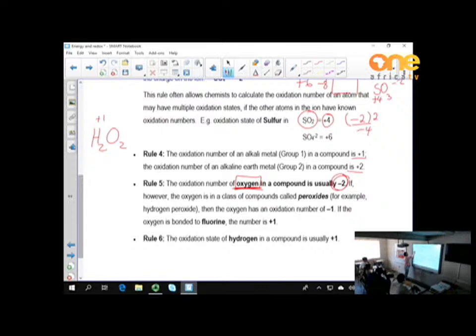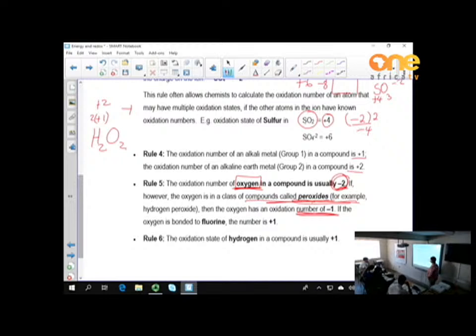Hydrogen is +1. We have 2 of them, so we have +2. So the oxidation state of hydrogen there is -1. The exception is oxygen is always -2. Okay? But when it goes to the peroxides, now we won't work a lot with the peroxides. They probably won't ask it. It's just to be thorough. The oxygen will have an oxidation state of -1. In other words, the oxygen can be bonded onto fluorine, and then the oxidation state is +1 for fluorine.